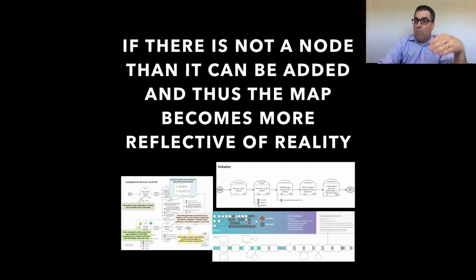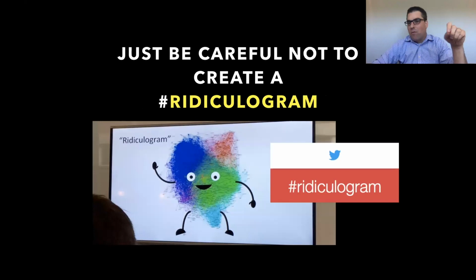Obviously, you don't want to create a ridiculogram, which is just this idea. Sometimes when people are doing the process map, they're like, and then I put a staple on the piece of paper, things like this. I mean, there's a layer. You don't want to get too deep in terms of mapping the processes. There's an ideal layer of abstraction you want to have.